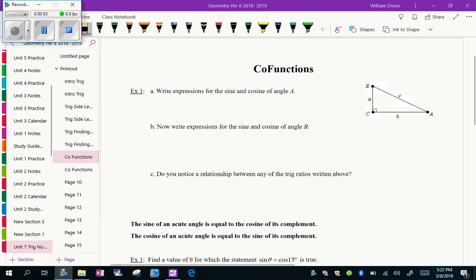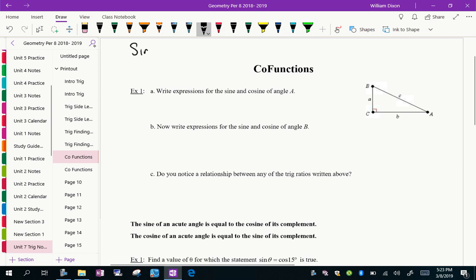In today's video, we're going to take a look at some cofunctions. All right, so we're going to take a look at some trig relationships. And the relationship we're going to look at in terms of those trig ratios are going to be the sine and the cosine. All right, so we're gonna do a little discovery exercise for number one.